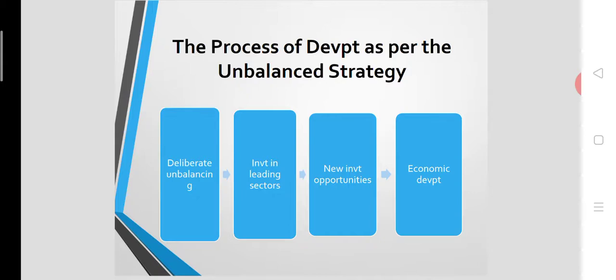Look at the first box where you can see the deliberate unbalancing is a strategy. So when deliberate unbalancing is used, that means investment will be made in leading sectors or priority sectors of the economy. That could be normally social overhead capital or public infrastructure. So it will create new investment opportunities normally.